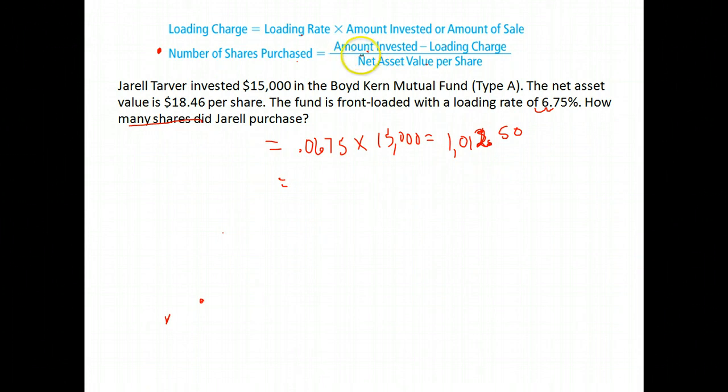Now let's use that to find the number of shares. For the number of shares, you take the amount you invested, which was $15,000, minus the loading charge, which was $1,012.50. You divide that by the net value per share, which was $18.46. So I'm going to rewrite that down here. We're doing 15,000 minus $1,012.50, and then we will divide it by $18.46.